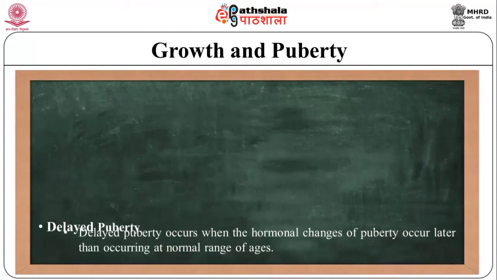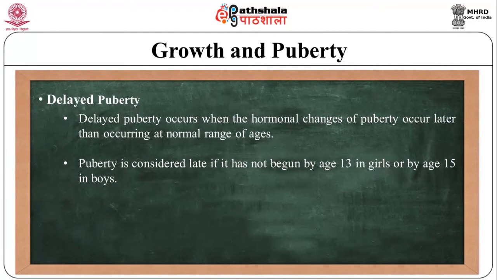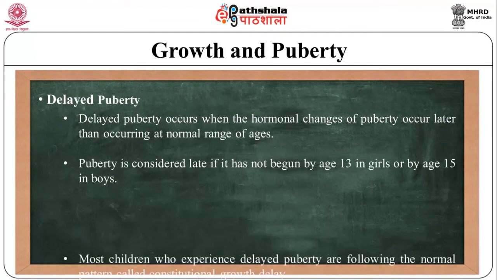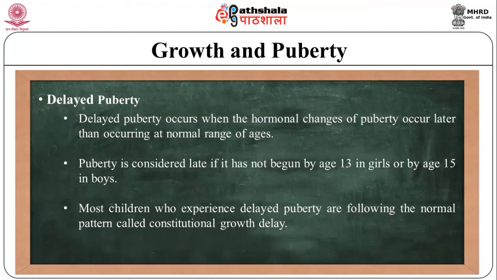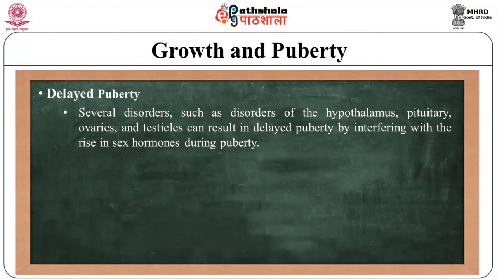Now, delayed puberty. Delayed puberty occurs when the hormonal changes of puberty occur later than the normal range of age. Puberty is considered late if it has not begun by age 13 in girls or by age 15 in boys. Most children who experience delayed puberty are following the normal pattern called constitutional growth delay. Several disorders such as disorders of the hypothalamus, pituitary, ovaries and testicles can result in delaying puberty by interfering with the rise in the sex hormones during the puberty period.